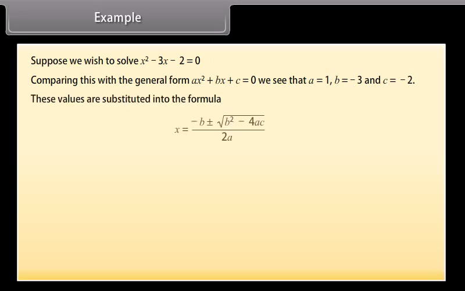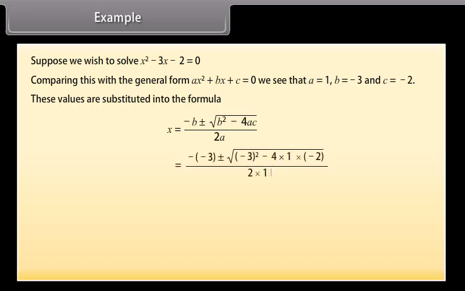It becomes x = (−b ± √(b² − 4ac)) / 2a, which is equal to (−(−3) ± √((−3)² − 4(1)(−2))) / (2 × 1). By calculating it, we get (3 ± √17) / 2. These solutions are exact.